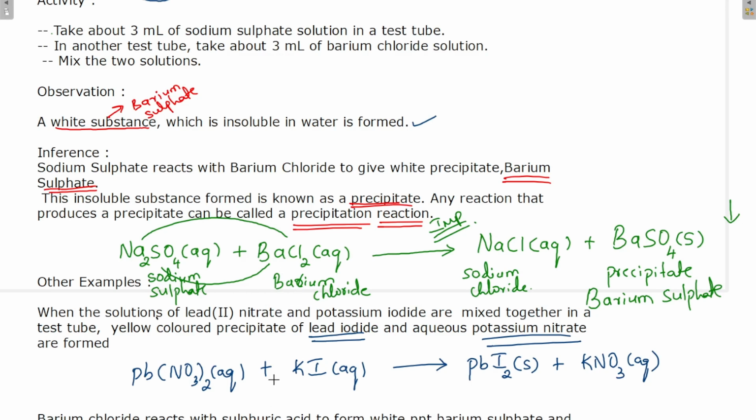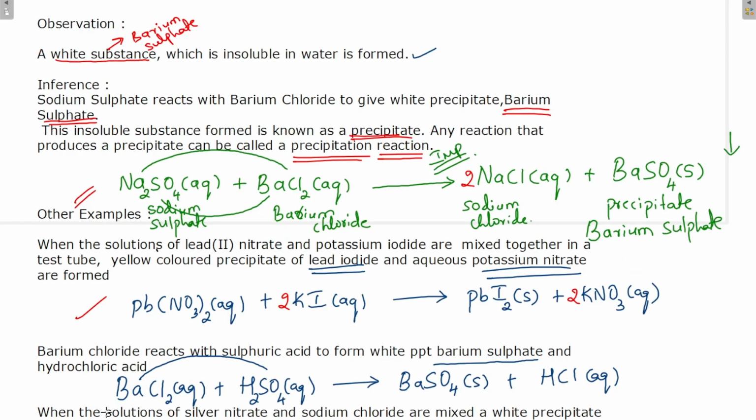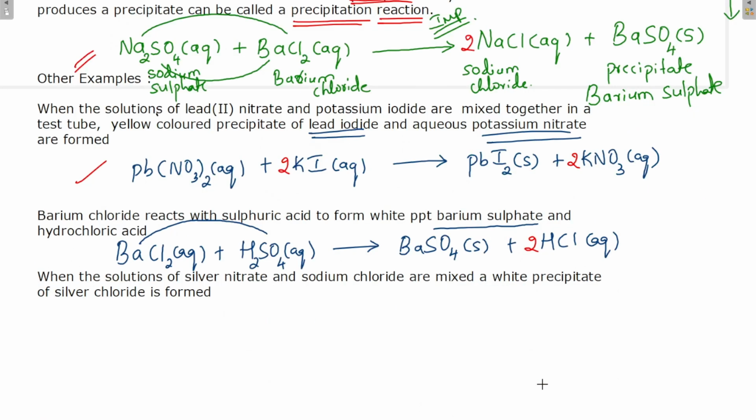And note that in all these reactions you have to balance the chemical equation. Here also you should balance the equation to get 2 NaCl. Now all the atoms are balanced on both sides. And in this reaction we have two nitrate groups here. I will write here 2. And 2 iodine atoms here. So here comes 2. Now this equation is balanced. And also here we should balance the equation. 2 chlorine atoms here and 2 hydrogen atoms here. So we will write 2 here. Now this equation is also balanced.